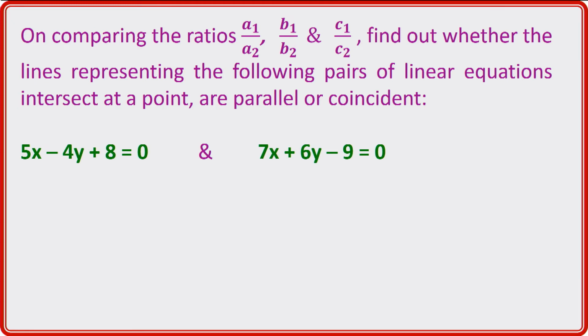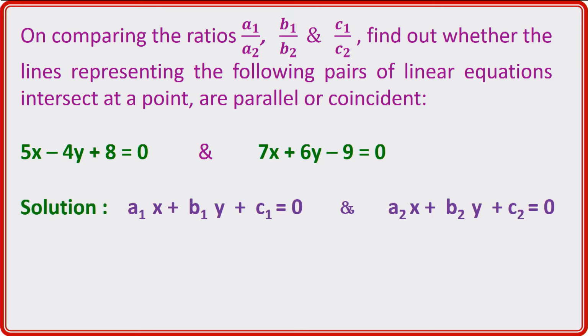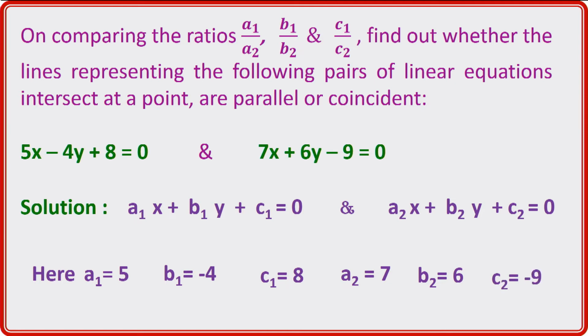The equations are 5x minus 4y plus 8 is equal to 0 and 7x plus 6y minus 9 is equal to 0. Observe here, children. Let us consider the solution for these equations. First we represent them in standard form: a1x plus b1y plus c1 is equal to 0 and a2x plus b2y plus c2 is equal to 0. While substituting, we get the value of a1 as 5, b1 as minus 4 and c1 as 8, whereas a2 as 7, b2 as 6 and c2 as minus 9.